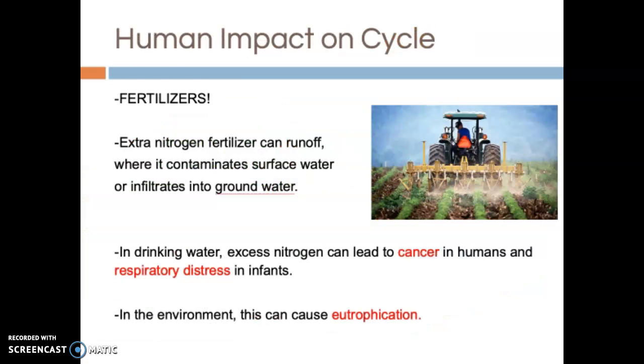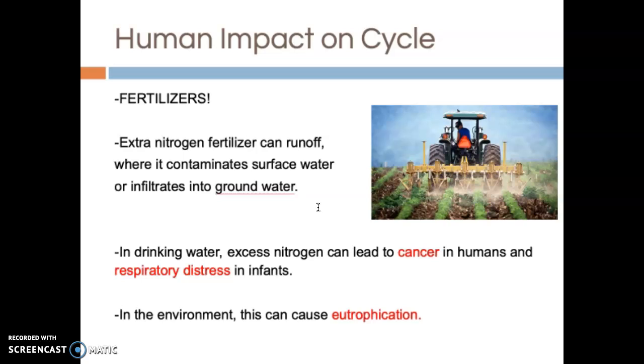How are humans impacting the nitrogen cycle? So we put nitrogen on our plants, just like we, as humans, need nitrogen for our bodies to function, plants also need nitrogen to function. So when we put fertilizer, we're going to encourage our plants to grow faster and to grow stronger. So we put sometimes too much fertilizer on our plants.